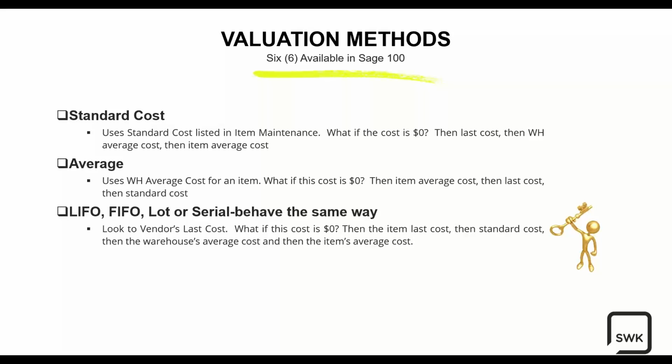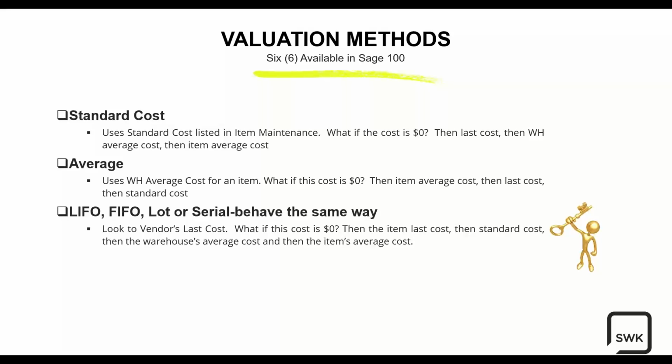So if your item has an average valuation, items with this valuation first look to use the warehouse's average cost for the item. So it's important to note that Sage does keep track of the average cost by warehouse. If that is 0, it looks to the item's average cost. So that's on the main tab in item maintenance. And then the last cost is used if that is 0, and then finally the standard cost for the item. So you can see how it's kind of going through this wave. If it doesn't have the cost it expects to, it moves on to the next place that it can look for the cost, and that's how it continues to go through.